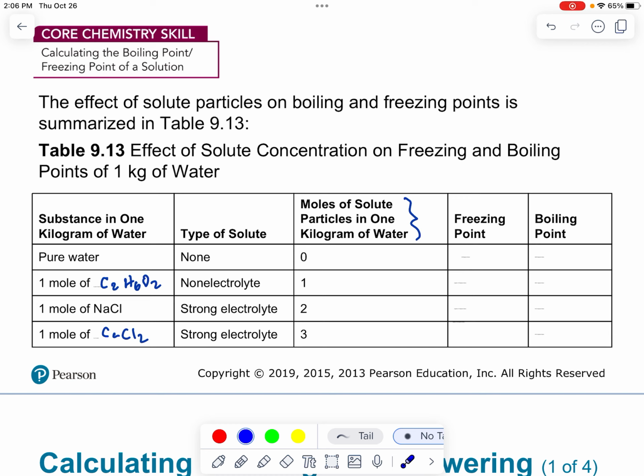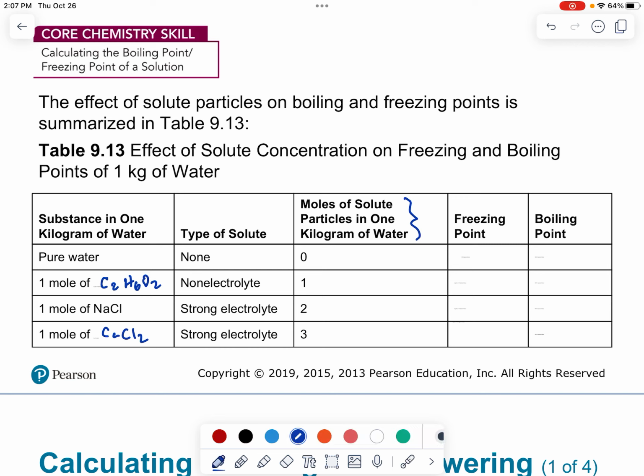C2, but this is a molecular, a covalent, maybe this is the polyethylene glycol. Or ethylene glycol, that's probably what this is. So it's a covalent molecule that does not break into ions, and so it just gives you 1 particle when it is dissolved in water. Sodium chloride is a strong electrolyte. It breaks into Na plus and Cl minus, and so you get 2 particles. And calcium chloride gives you 3.